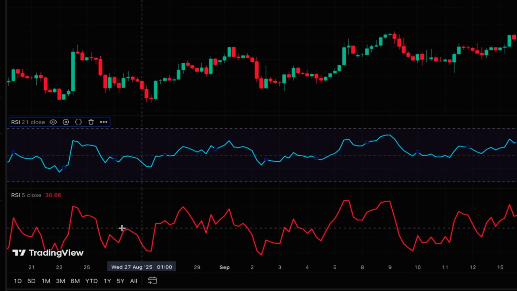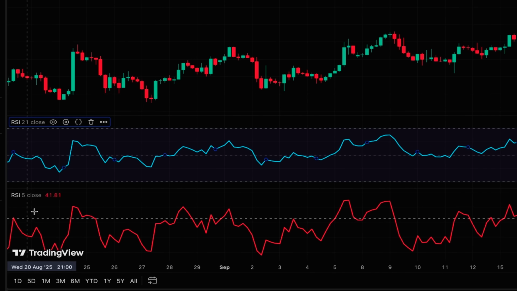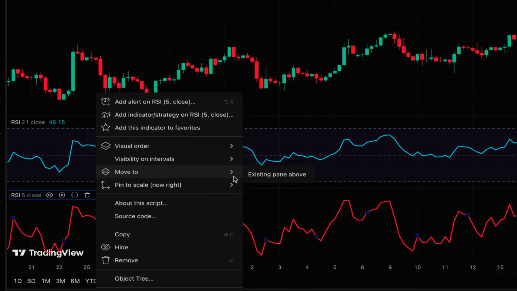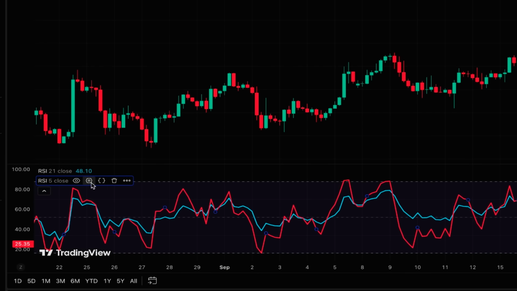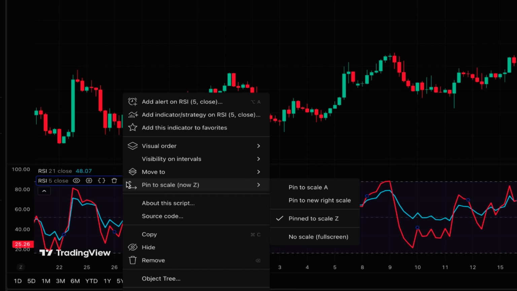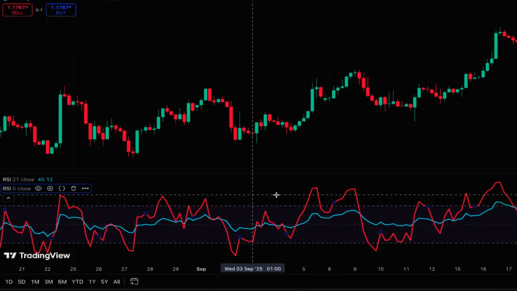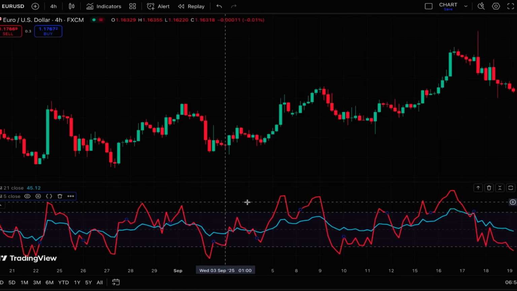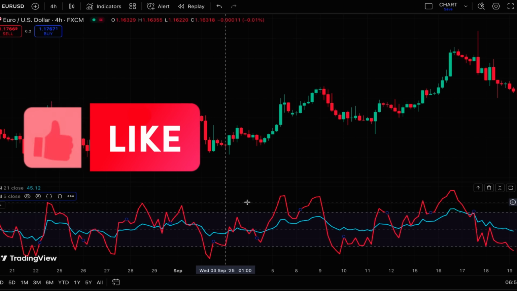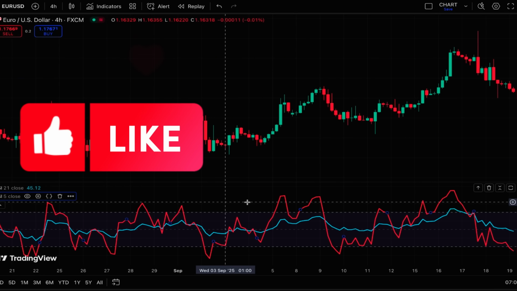For this RSI at the bottom, which has length of 5, we go to the more option, and then move to, and we click on existing pane above. And then for the same RSI with length of 5, again we click on more, and here pin to scale, and we click on pin to scale A. Alright, we're done with the combination of these two RSIs, and now let me teach you how you can find trading signals based on this.